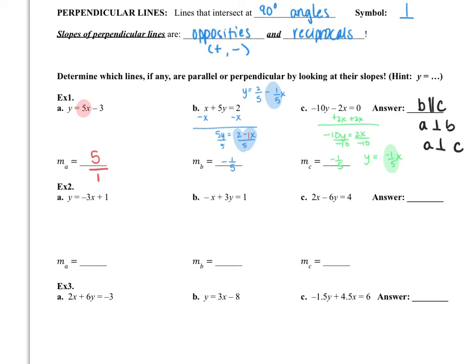Your turn to try. Pause the video to complete examples 2 and 3. Make sure you find their slopes by getting them into slope-intercept form first, meaning that y is isolated. Find the slope of each of the lines, and then put your answer on the line provided about which lines, if any, are parallel or perpendicular. Pause the video, and press play when you're ready to check your answers.